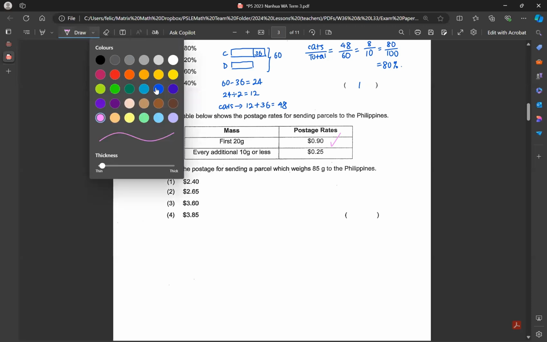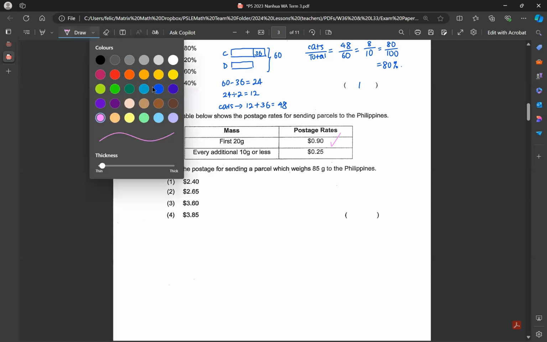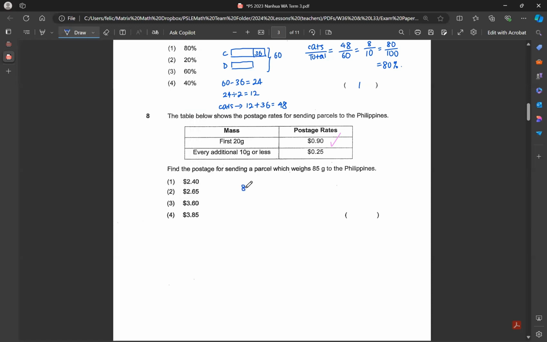Okay, so what we have to do is find the remaining mass after I clocked this 20 grams. The remaining mass, okay, let me switch to my blue pen. The remaining mass will be 85 grams minus the first 20 grams, which is actually 65 grams. So your 65 grams category must fall in the second category of pricing here. Okay, I put next to here, the calculation for 65 grams applies by using this.